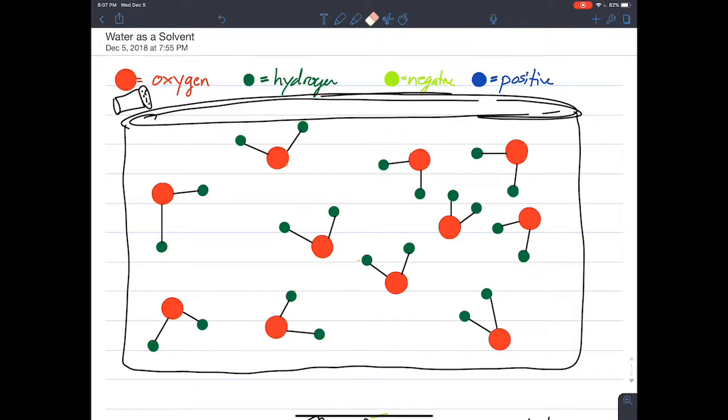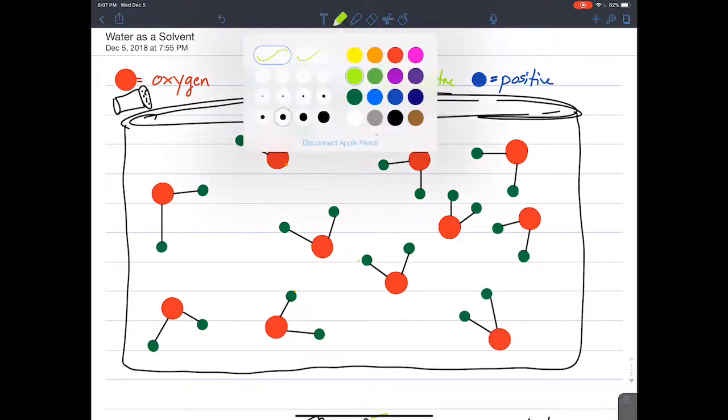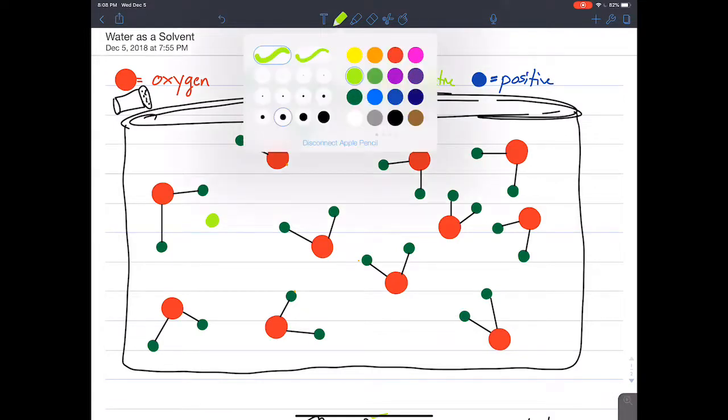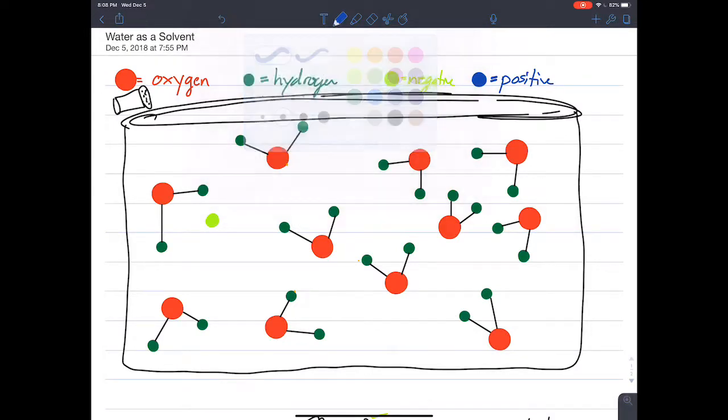So let's draw out some sodium chloride. NaCl. So I'm just going to draw it like this. So here's my negative chlorine. And then in blue, here's my sodium. And we'll connect them with a little line. Okay, so this is one example, or one molecule. It's drawn kind of weird, but that's okay. So you have your negative end and your positive end.